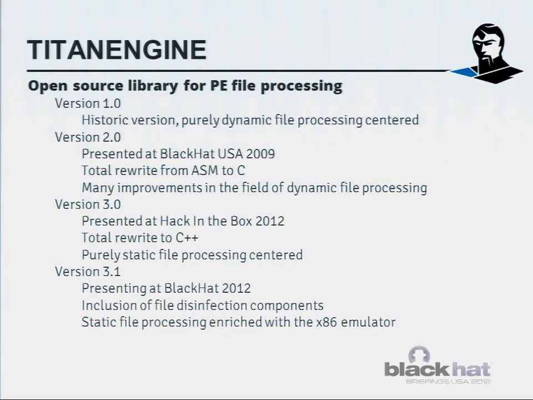Version 2.0, which we actually presented here at Black Hat in 2009, was a total rewrite from assembly to C. We had a lot of improvements and a lot of functionality which enabled you to work with those files even better. Version 3.0 was presented recently at Hack in the Box in Amsterdam, so this year. That was a total rewrite from C to C++, and it was focused mainly on static file processing, because we believe that static file processing is the way to go if you want to have a safe environment where you can do all sorts of file processing operations really, really quickly.